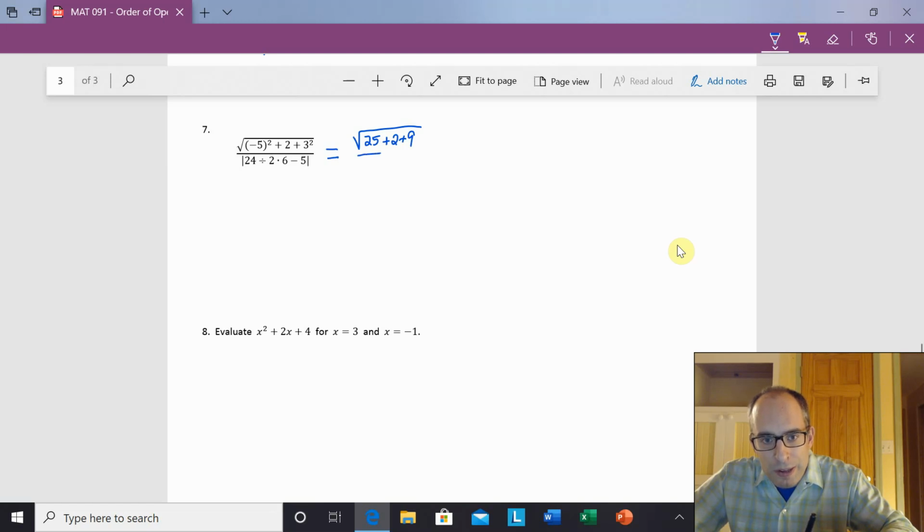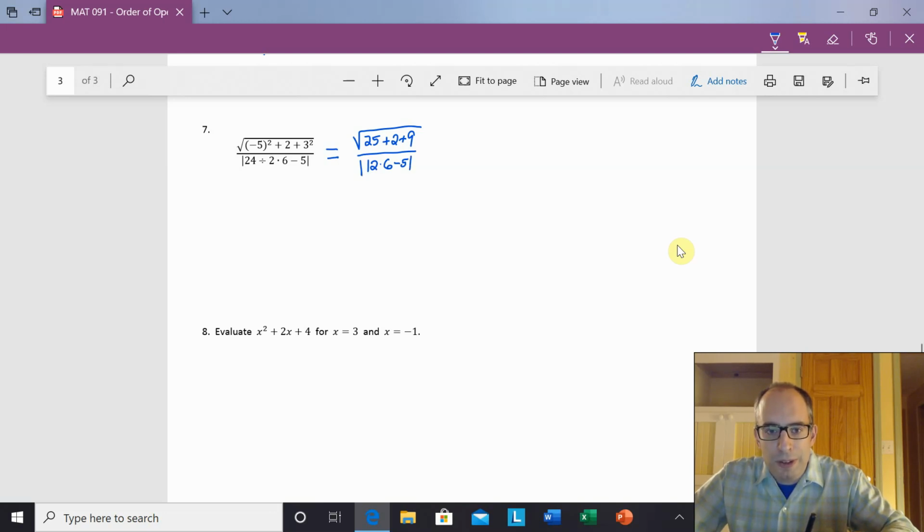And then, let's see, on the bottom, in the absolute value, we've got division, multiplication, and then subtraction. It's actually going to go left to right because you would do division and multiplication together, going left to right. So you'd actually divide first. So 24 divided by 2, that's 12. And then times 6, and then minus 5.